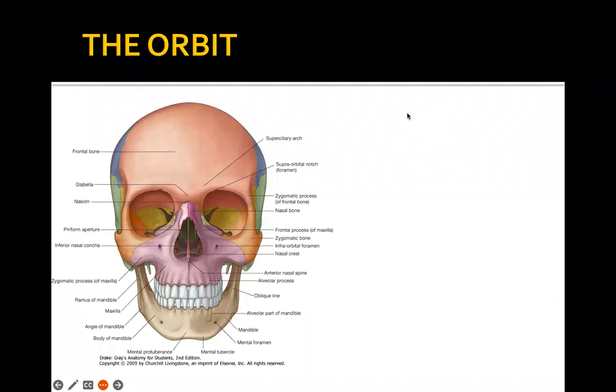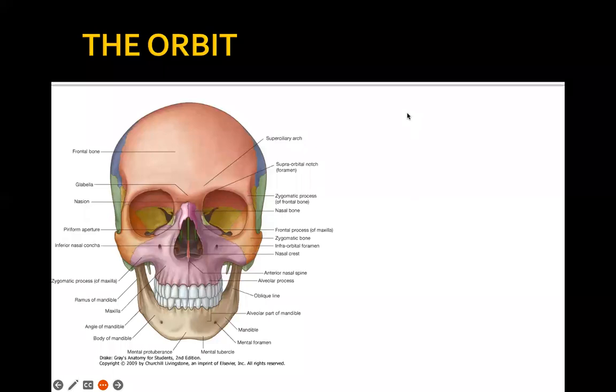So automatically, you know 3 structures that are passing through it, okay? So 3, 4, 5, and 6. So basically, we even have 4 structures, 4 cranial nerves. Then also you can add a vein. A certain vein passes through that as well. What vein is that? Superior ophthalmic vein.